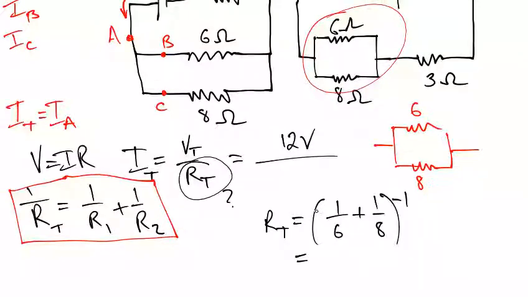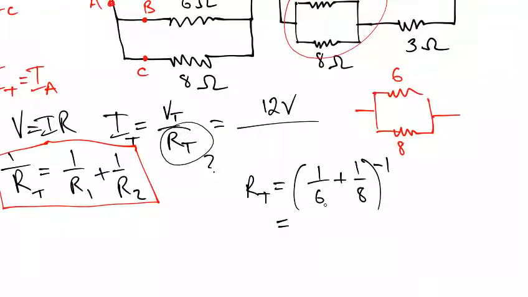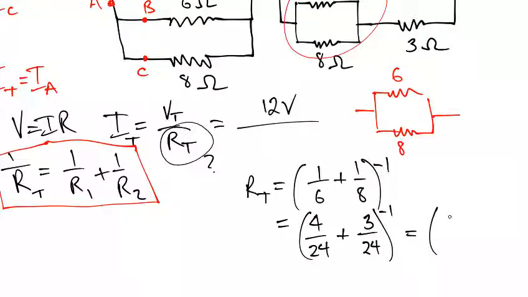And if you want to add 1/6 and 1/8, well, that's pretty easy. Common denominator is 24, so 4 times 6 is 24, so that would be 4 over 24, which is the same as 1/6, plus 3 times 8 is 24, so 3 over 24 is the same as 1/8. Now if I add those up, I'm going to get 7 over 24, and therefore my answer is 24 over 7. Now I know what RT is.